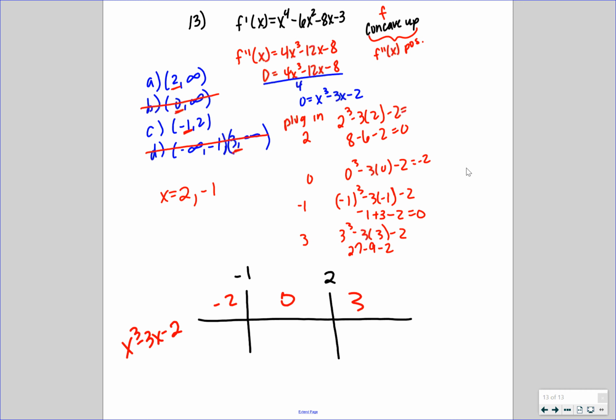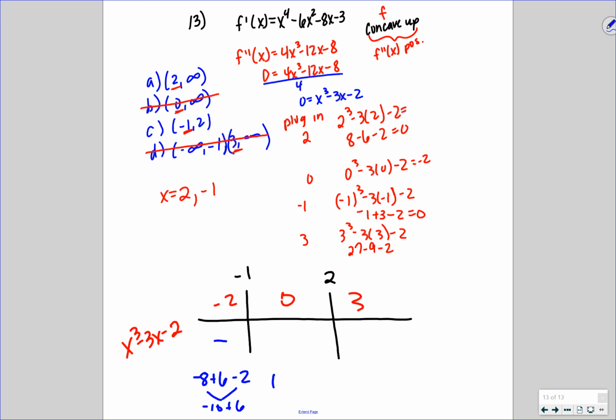So let's plug in negative 2. Negative 2 cubed is negative 8. Minus 3 times negative 2, that's a positive 6. Why isn't this working? Oh, it does work. That's negative 10 plus 6, which is a negative number.